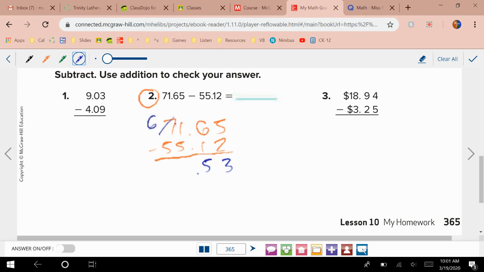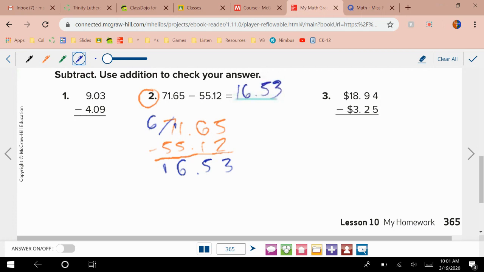That becomes a 6. This becomes 11. Can you see that there? 11 minus 5 is 6. 6 minus 5 is 1. So our final answer is 16 and 53 hundredths.